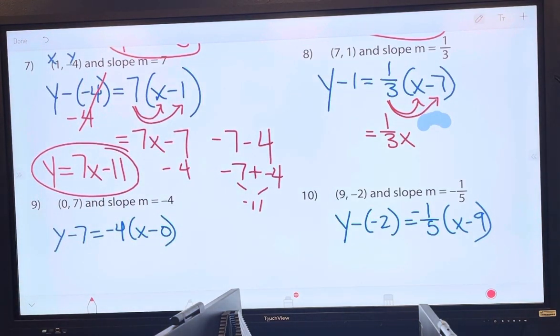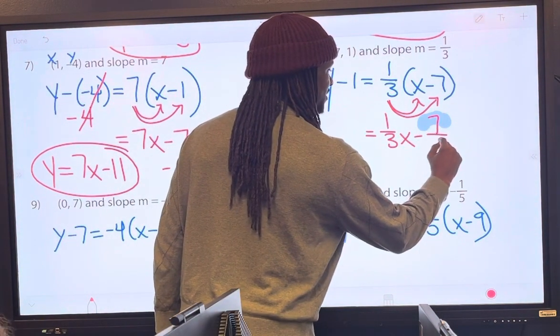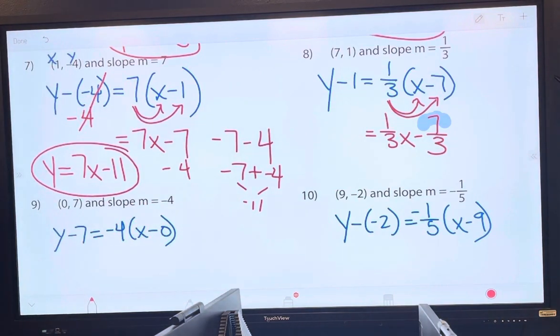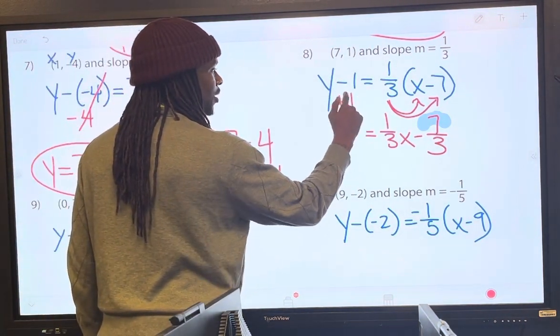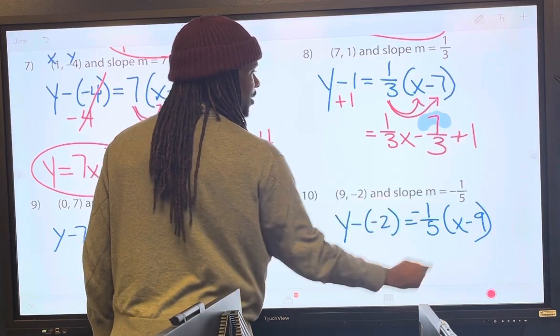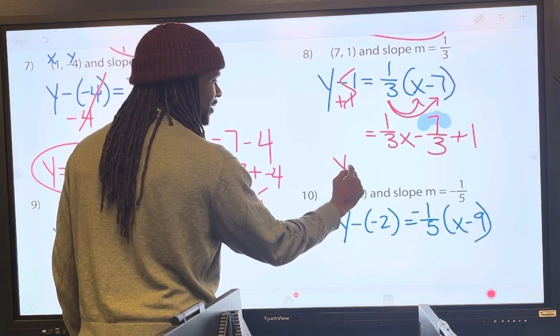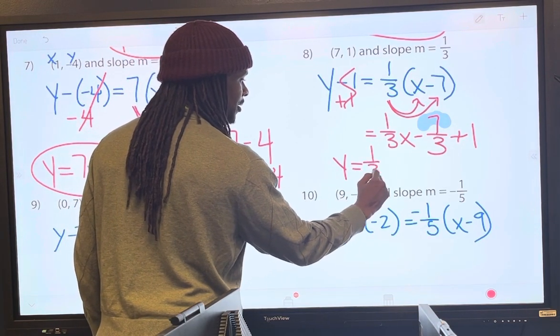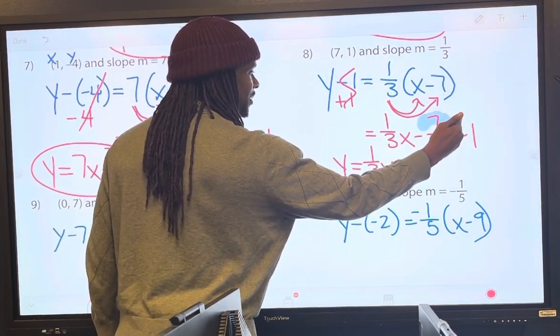1/3 times negative 7. You just put the 7 on top. I'll help you out with this one. This becomes negative 7 over 3. You just multiply 7 with the 1 and keep the denominator. Now we have to add 1 to both sides. Cross out the 1s, meaning this becomes y equals 1/3 x. You can just add 7 over 3 to 1.